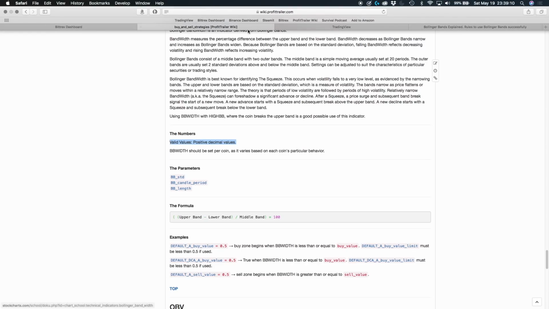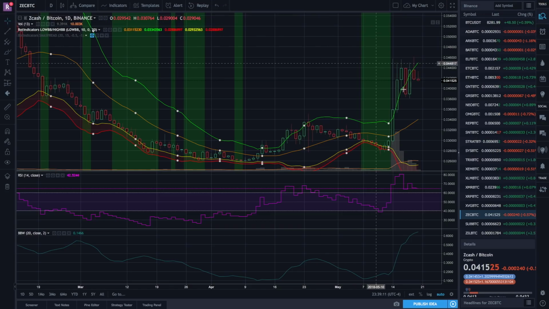Let's go take a look over here on TradingView to get an idea of what I'm talking about. Here we have the Bitcoin chart for Zcash on Binance. This is the price of Zcash in Bitcoin on this chart. I have here a standard Bollinger Band of 20 period SMA laid out on here.